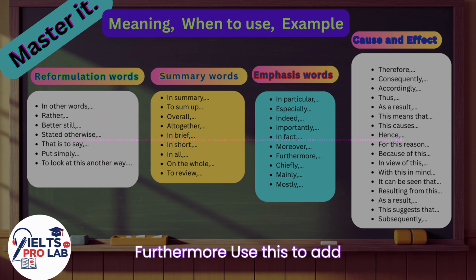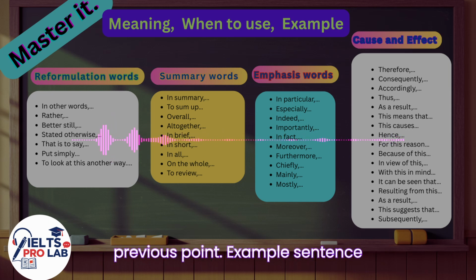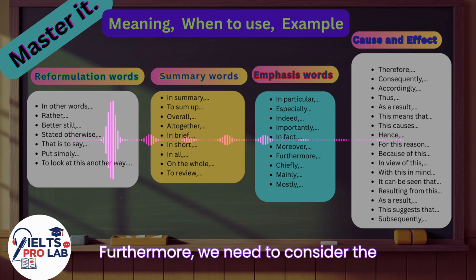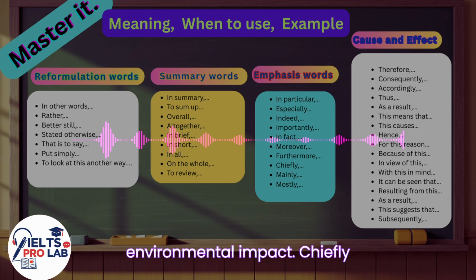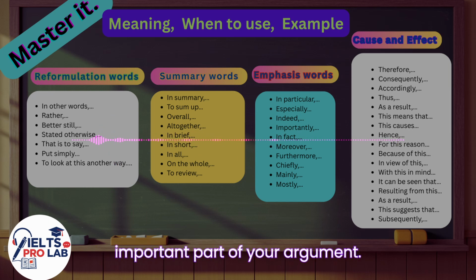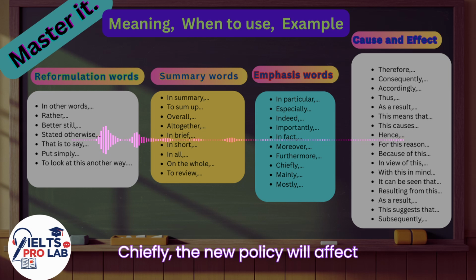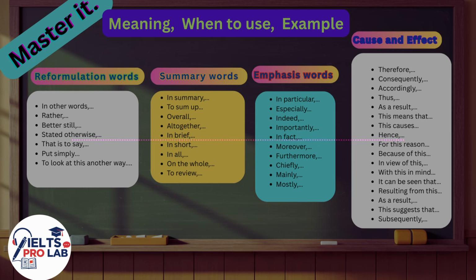Furthermore. Use this to add something important that supports your previous point. Example sentence. Furthermore, we need to consider the environmental impact. Chiefly. This highlights the main point or most important part of your argument. Example sentence. Chiefly, the new policy will affect employees' working hours.